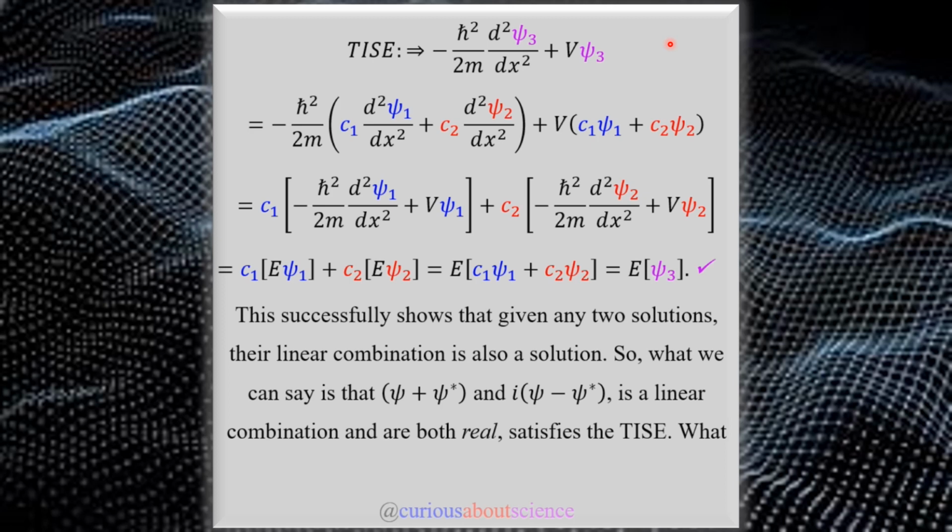So what we can say is that psi plus psi star and i times psi minus psi star are linear combinations that are both real and that satisfy the time-independent Schrödinger equation so long as psi does. A little example of this to clear up any mental confusion is that if we let psi be a complex entity where we have a plus bi, psi star is equal to a minus bi. And so if we want to verify this real quick mentally, for psi plus psi star, the complex conjugate will cancel out the imaginary parts and we're left with 2a, which is a real number.